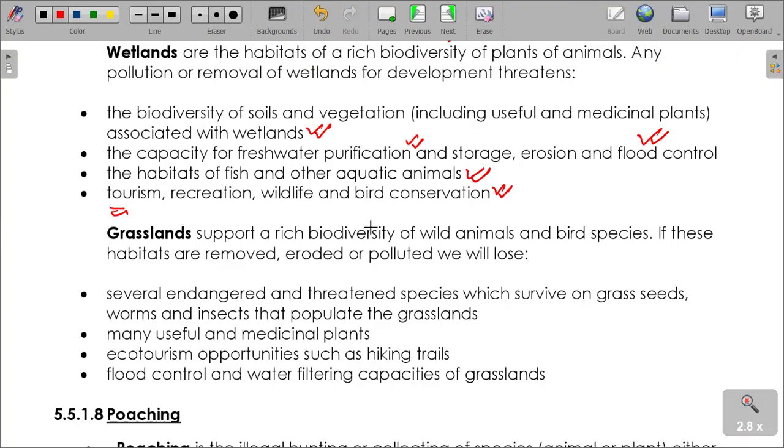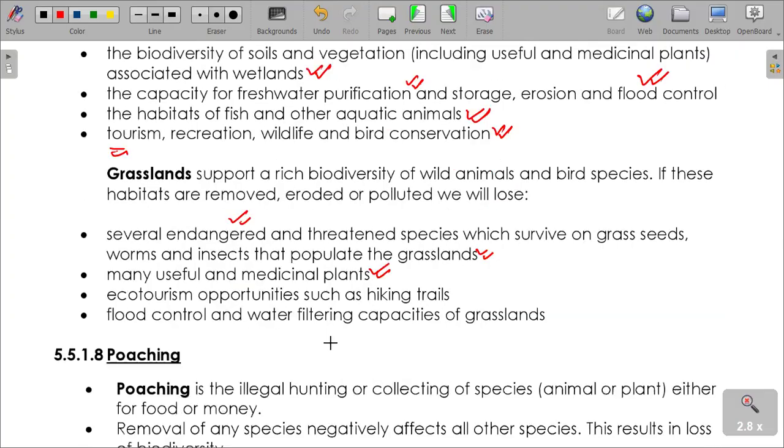Grasslands support rich biodiversity of wildlife, which is both plants and animals or birds. And if they are removed or polluted, we will lose several endangered, threatened species that survive in those grasses, worms, and insects that populate the grasslands. I'm sure that is quite clear. Many useful medicinal plants are also destroyed by the loss of grasslands. Ecotourism opportunities such as hiking trails are also destroyed because of loss of grasslands.